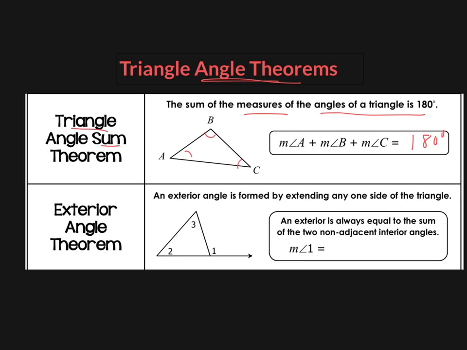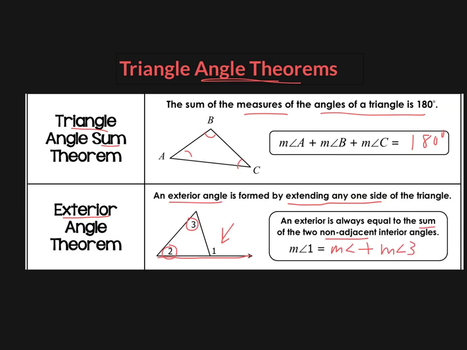The second one that we're going to talk about is the exterior angle theorem. And first, what's an exterior angle? You extend any one side of a triangle, so we're going to take this side and extend it, and we're going to create an exterior angle right here. That exterior angle is always equal to the sum of the two non-adjacent angles, the two angles here that are not next to angle 1. That's what angle 1 adds up to: the measure of angle 2 plus the measure of angle 3.